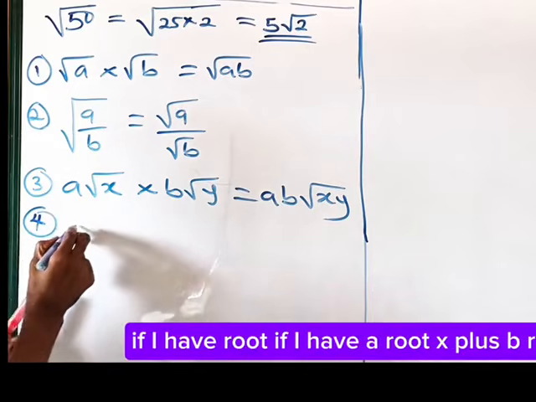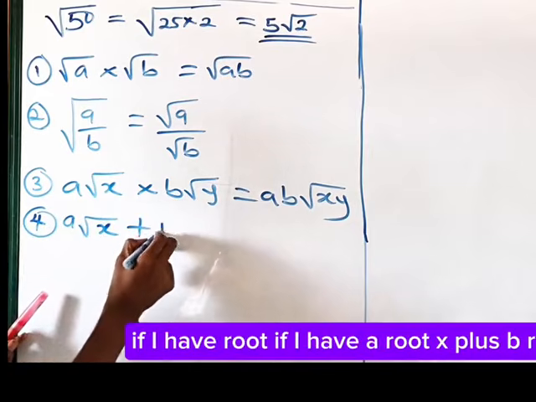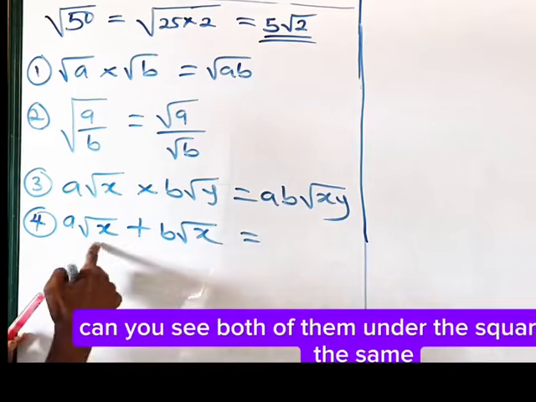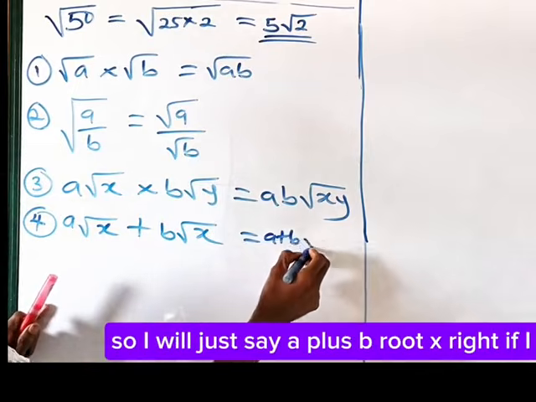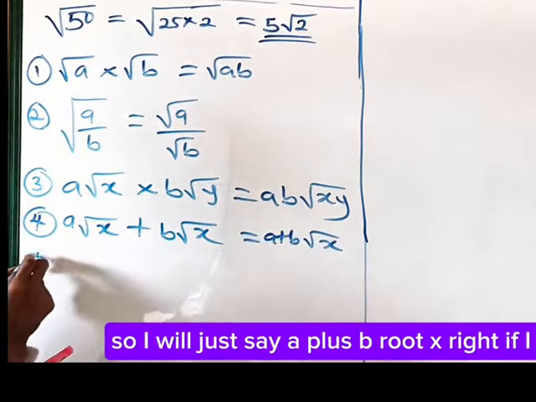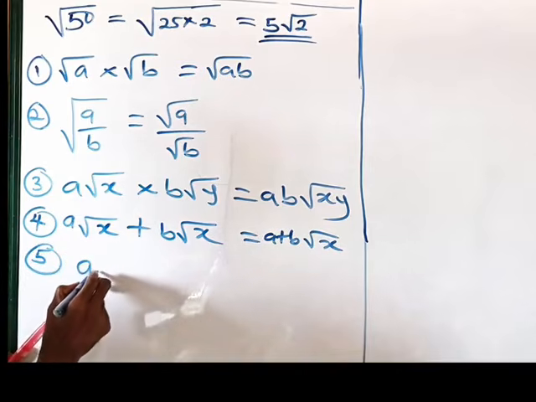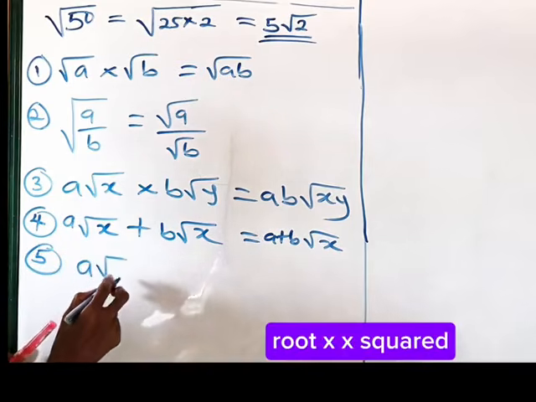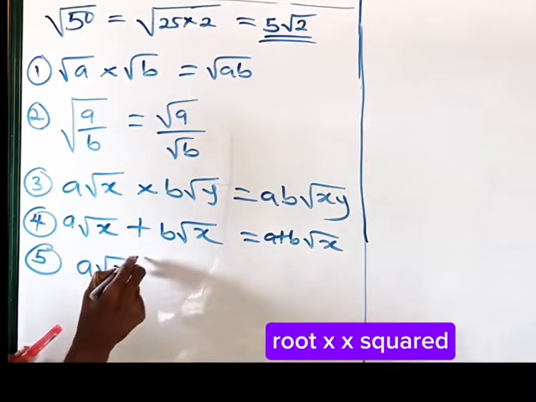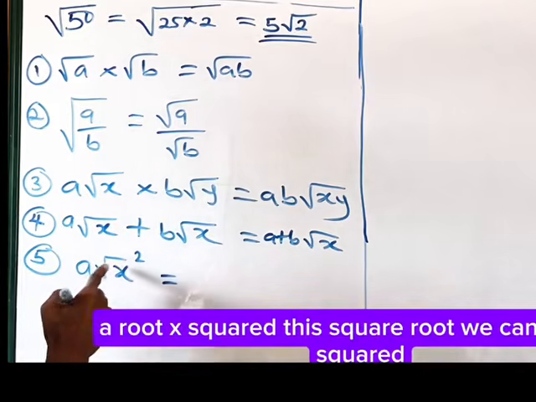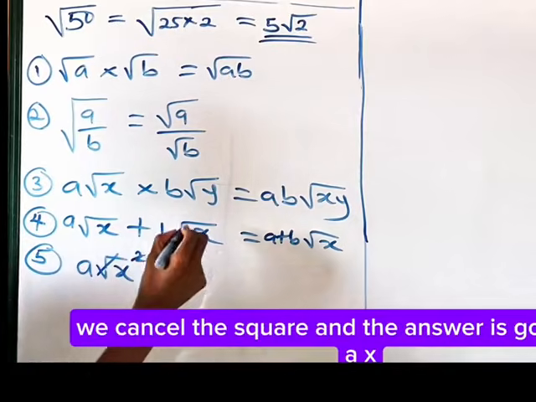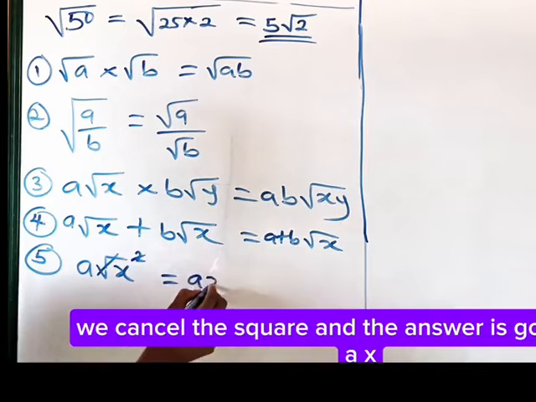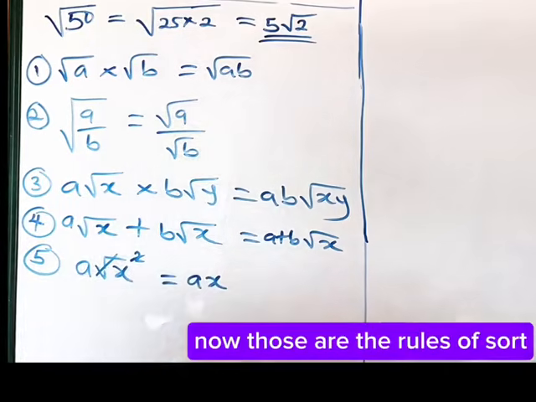Number 4, if I have a root x plus b root x, can you see both of them under the square root are the same? So I will just say a plus b, root x. If I have a root x squared, this square root will cancel this square, and the answer is going to be ax. Now, those are the rules of surds.